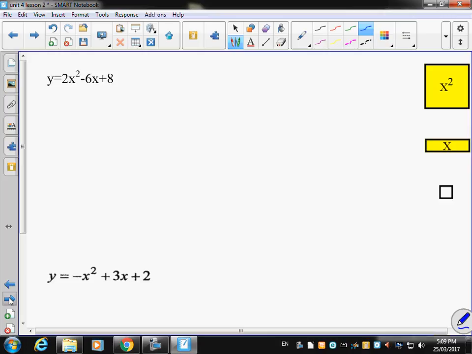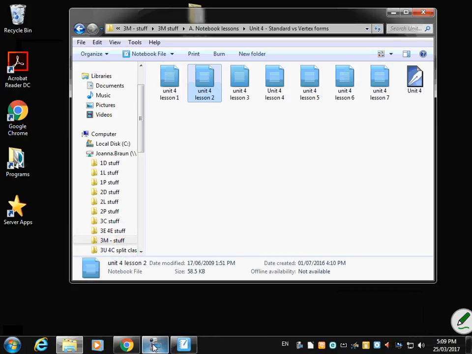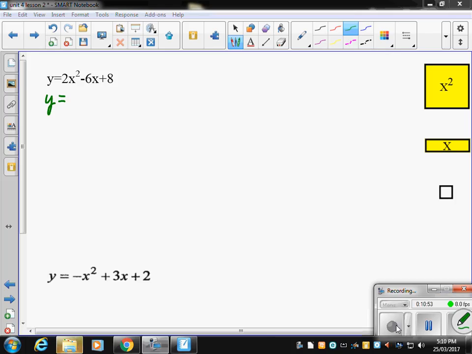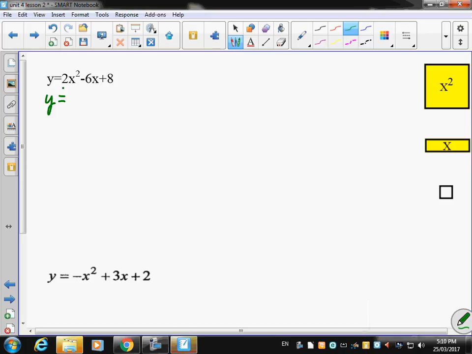Two more that are a little bit more interesting. A couple of you had tried some of those the other week. We're going to do it here as well. The first one, I have it in standard form. But I see that 2 is a bit of a problem. I don't quite know how to complete the square with that 2 in the way. So I am going to factor out a 2. And I did check, 2 goes into all three terms. So I'm going to factor out a 2. And then I'm going to complete the square with what is in brackets.